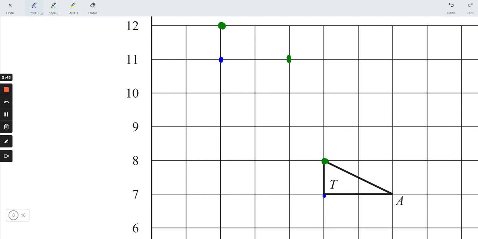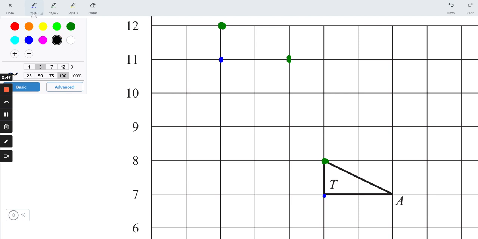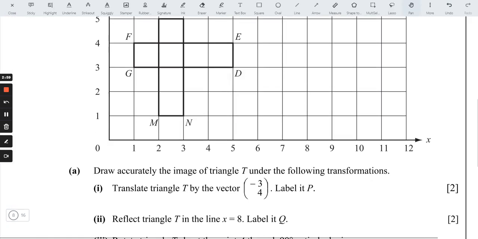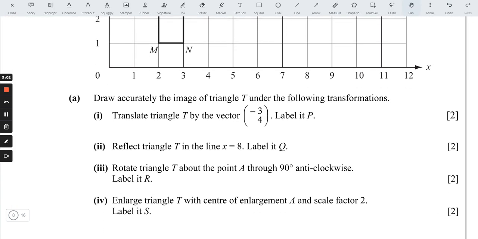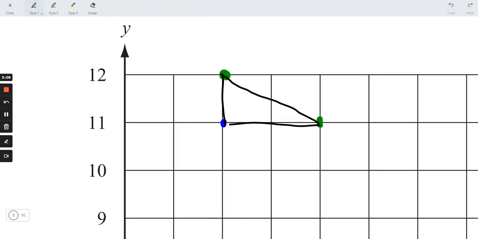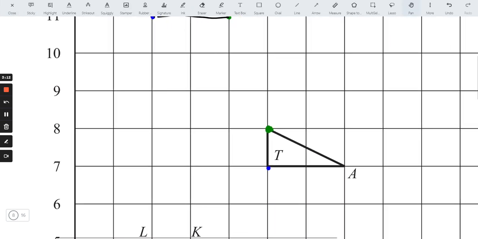So now you can connect these points together and make a triangle. This is a new image. For sure you have to use your ruler drawing the sides, and label it P. So this is P here. Now we finished with P.